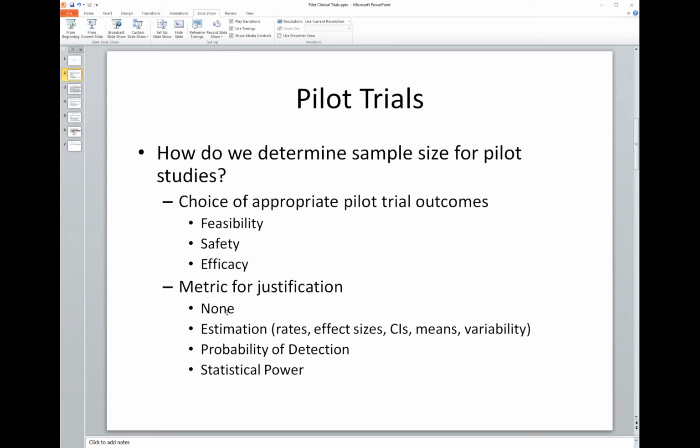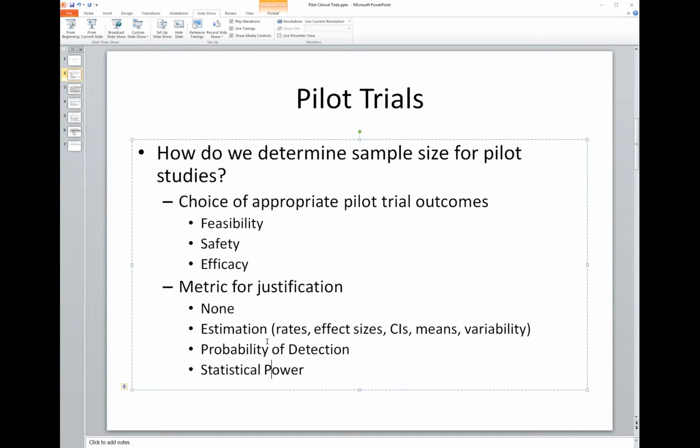Because the conventional ways that we use to evaluate what the sample size should be are really often all about statistical power, right? How many subjects do we need to be able to obtain 80% power to detect a statistical difference between our treatment groups? That's the general goal of a clinical trial, but is not the goal for a pilot trial. And so if we can't justify it based on statistical power, often investigators are left throwing up their hands and saying, well, I don't really know how to justify this.